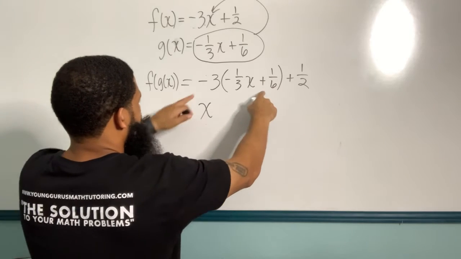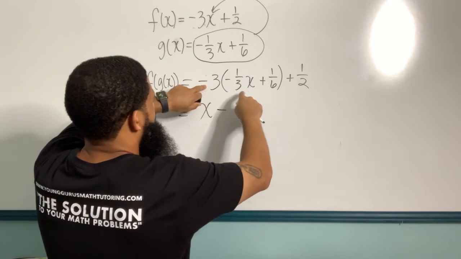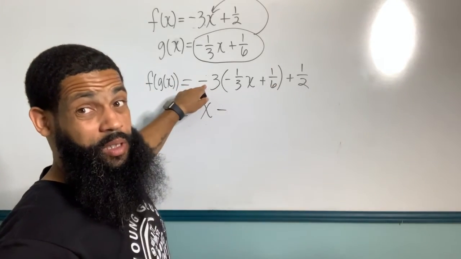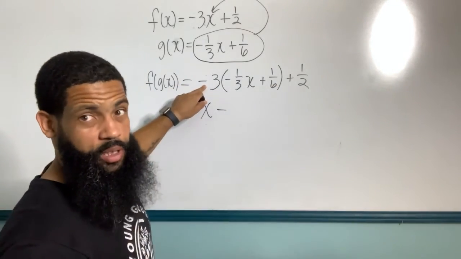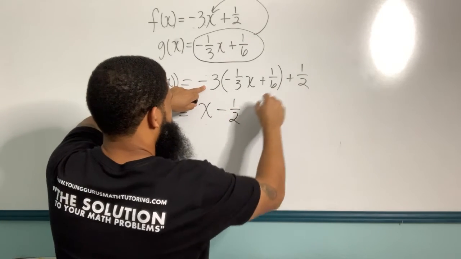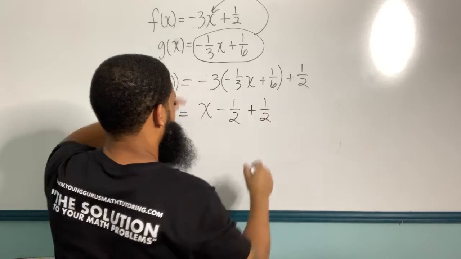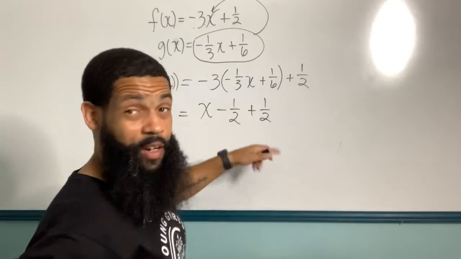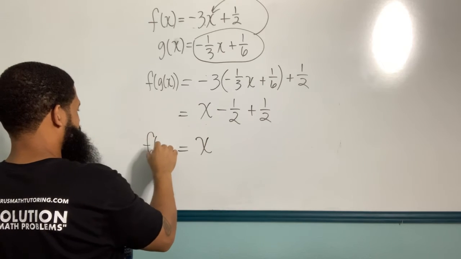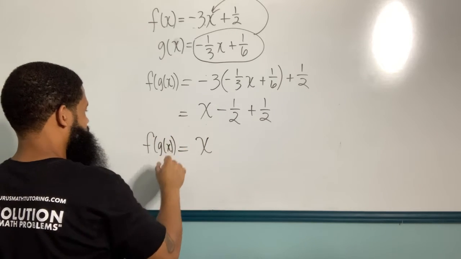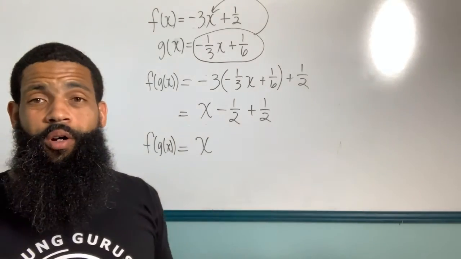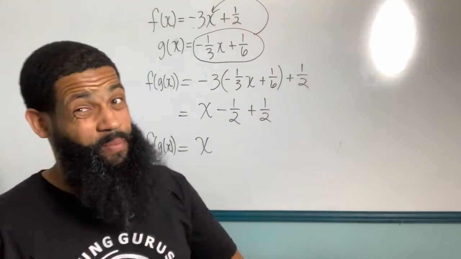All right, now I have minus, negative 3 times 1/6, that is 3 times 1/6 is 3/6. Well, 3/6 is equal to 1/2. So this is minus 1/2, and then bring down this plus 1/2. And as you can see, negative 1/2 plus 1/2 is 0, so that equals x. So f of g of x equals x. Therefore, f of x and g of x are inverses of one another.